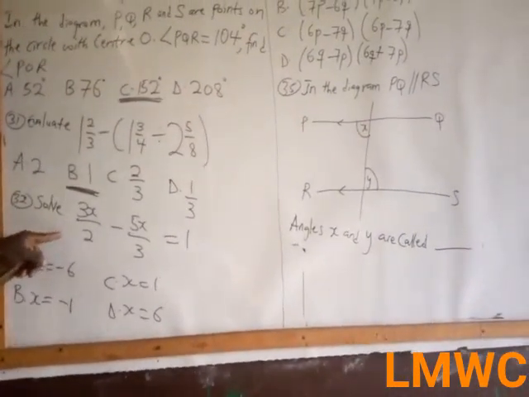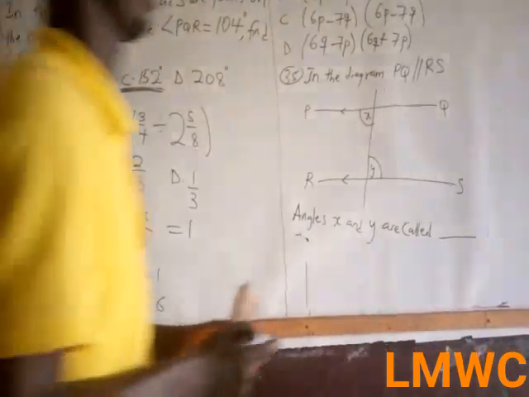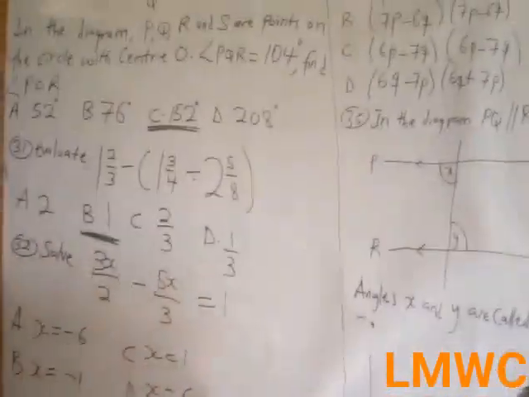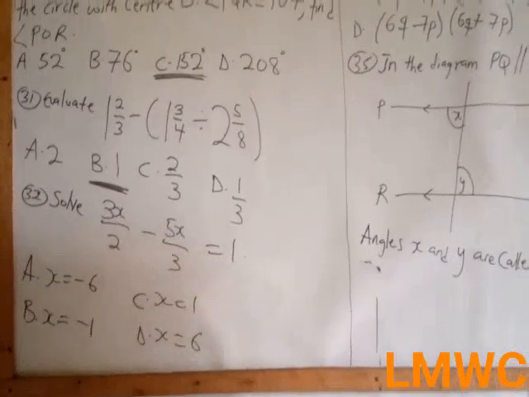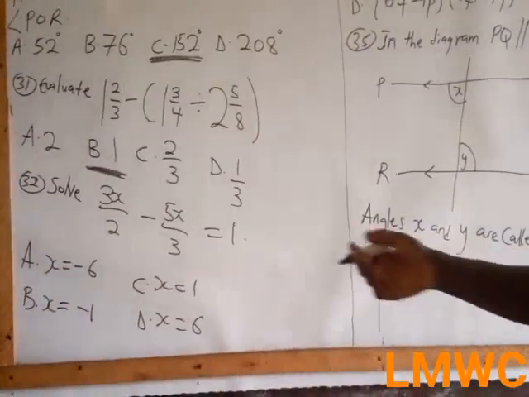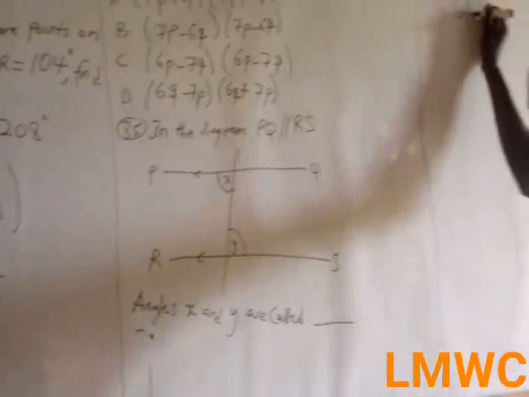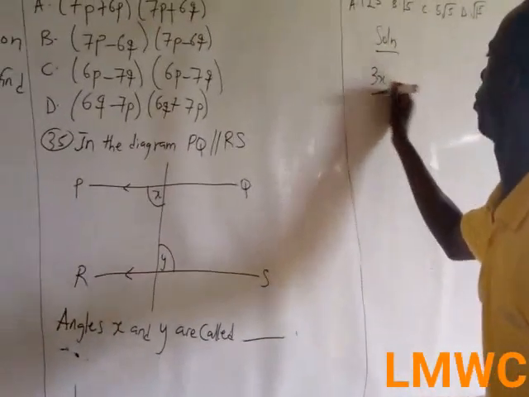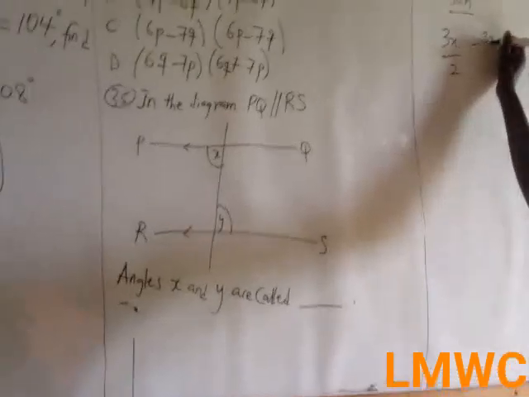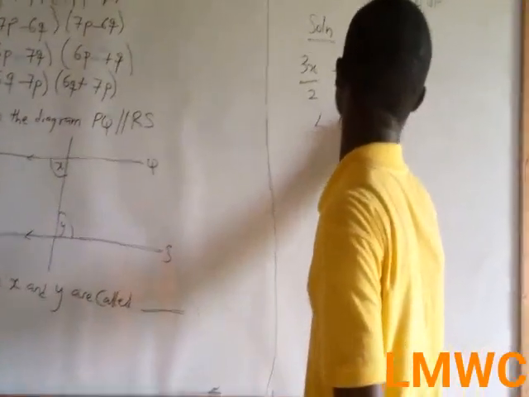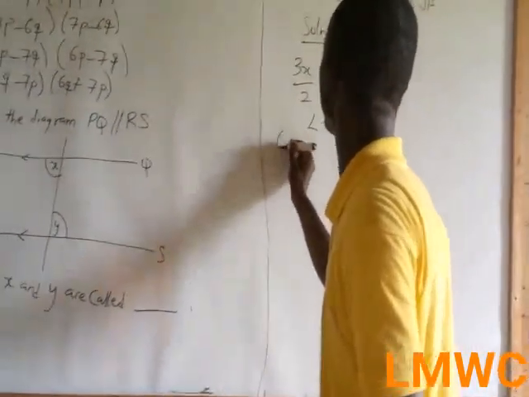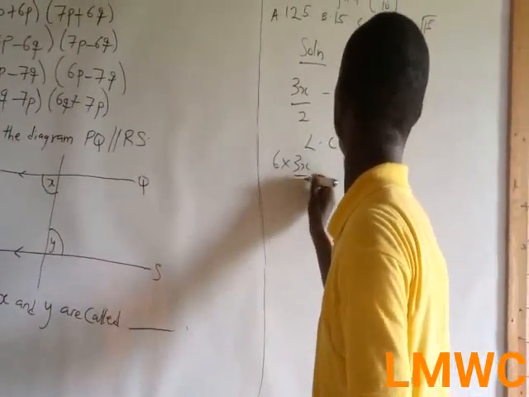32. Solve 3x over 2 minus 5x over 3 equal to 1. This is a linear equation involving fractions. For a linear equation involving fractions, the principle is that you find the LCM. Now this is the question: 3x over 2 minus 5x over 3 equal to 1. Our LCM is 6. So you multiply through by the LCM.